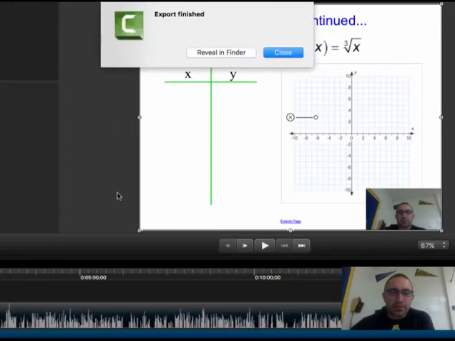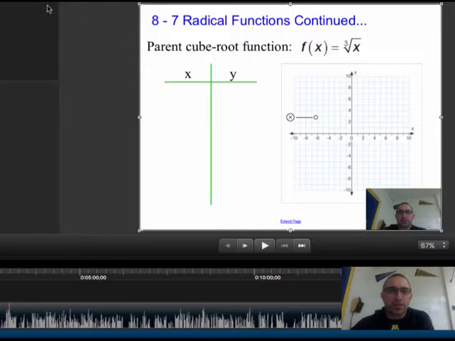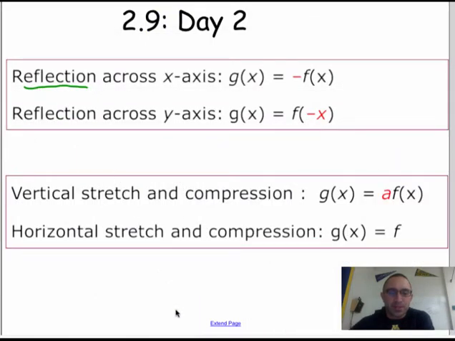and stretches. Sorry about that, folks. Reflections and stretches. Okay. Notice, for reflections, we're either going to multiply the entire function by negative and reflect it across the x-axis. So if I'm on a graph and I have a point here and I reflect it down, that point is going to go from (x, y) to (x, negative y). So the whole y is negative.